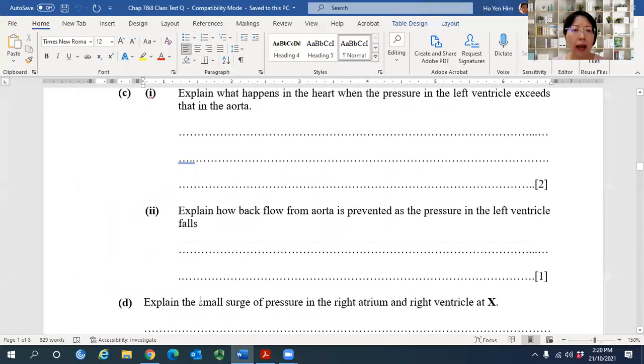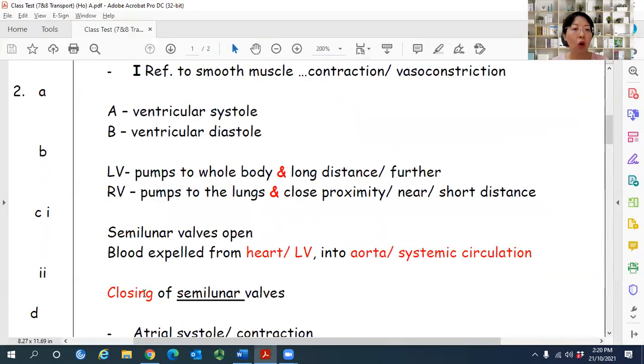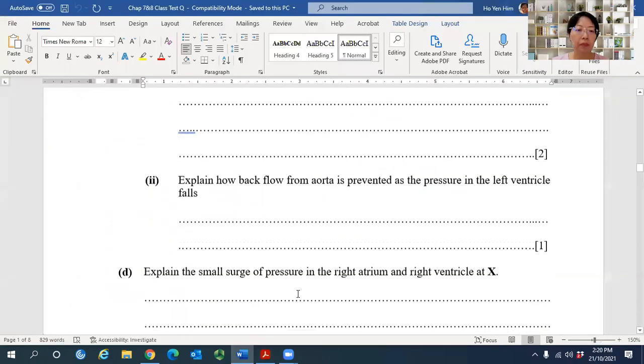Part 2. Explain how the backflow from aorta is prevented as the pressure in the left ventricle falls. 1 mark. Easy, right? Closing of the semilunar valves. Okay? All right, so D.